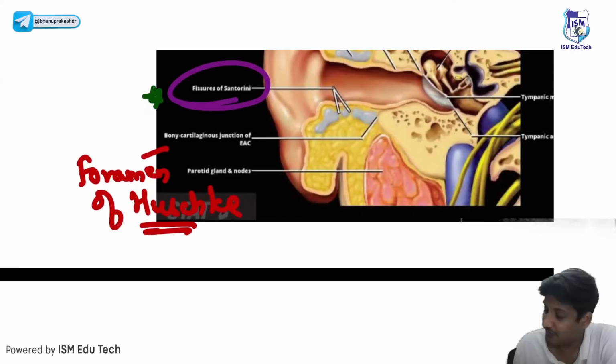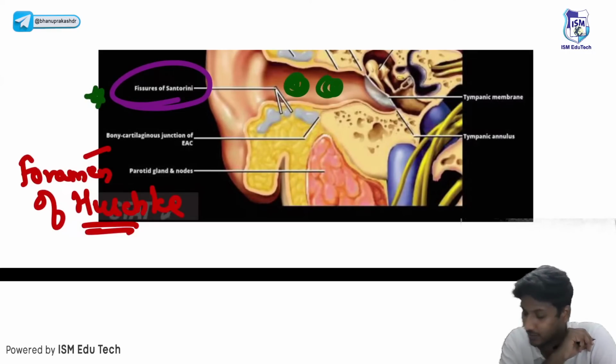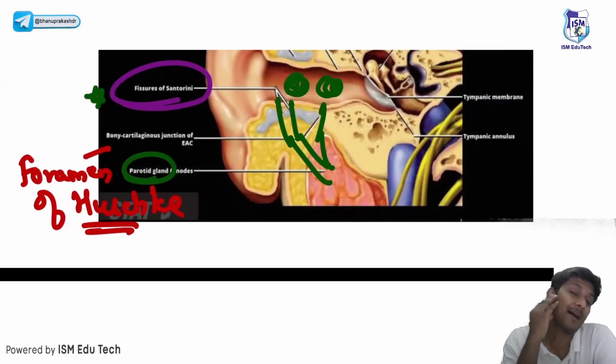Now, why are these defects so important? Because via the fissure of Santorini or the foramen of Huschke, if there is some infection in the external ear, this infection via these openings can directly reach a gland. And what is this gland? It is the parotid gland. So infection via this external auditory canal can easily reach the parotid gland. Therefore, the patient can develop parotid gland infection, that is parotitis.